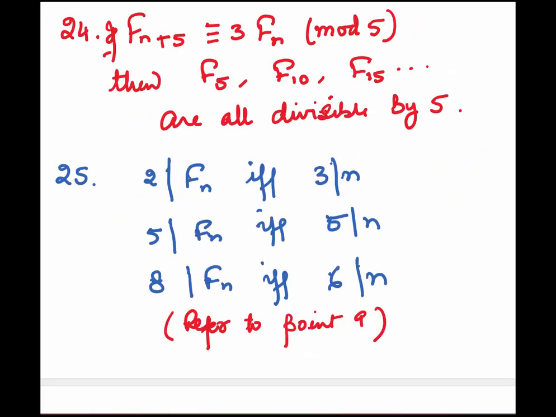Now look at this result. If f of n plus 5 is congruent to 3 fn mod 5, then all the Fibonacci numbers of the form f of 5n, that is f5, f10, f15, are all divisible by 5.